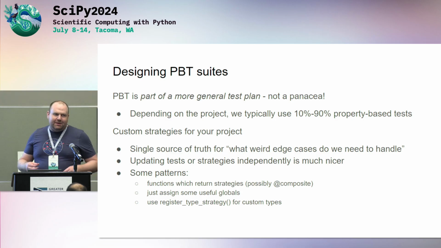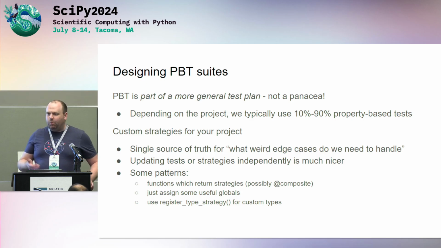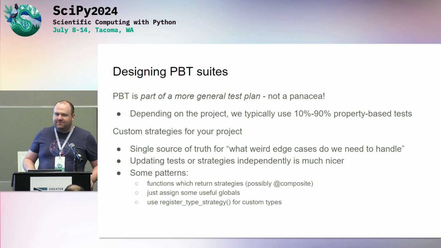And then the other design pattern for a test suite, I think, is how do you manage the strategies for your project? Custom strategies are great as a source of truth for what are the weird edge cases that every part of my library needs to handle. Lots of those are built in. For example, Hypothesis will tell you about not-a-number all of the time. I'm sorry, the IEEE made us. And by separating the definition of the strategies from the definition of your tests, you can update them independently. And this means that when you improve the strategies, every single one of your tests becomes more powerful.